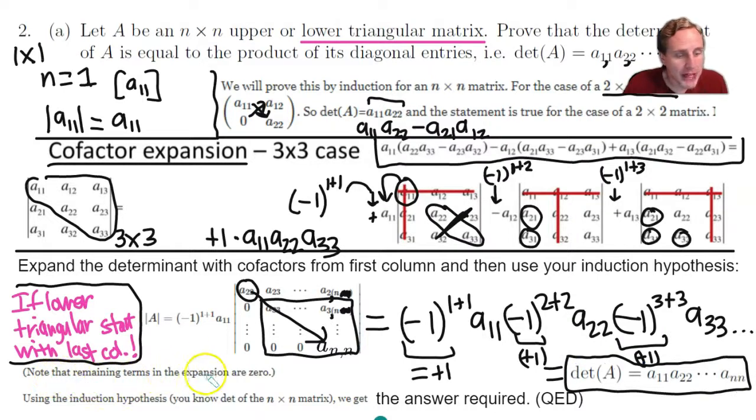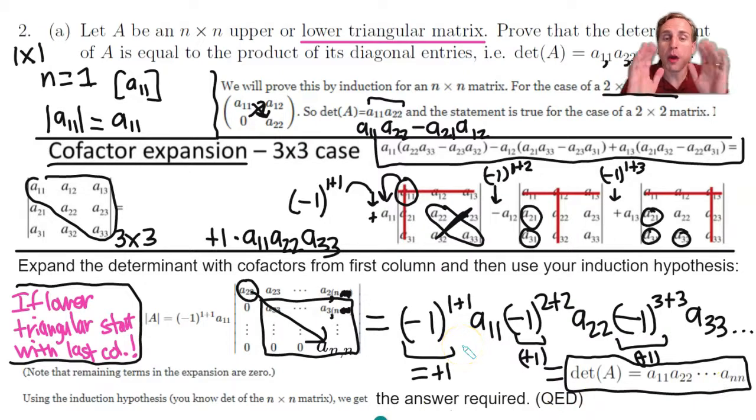So note that the remaining terms in the expansion are all 0. So what we find is, using the inductive hypothesis, we know that the determinant of an n by n matrix is just the product of the values along the main diagonal, namely A11, A22, all the way down to ANN. So this is the answer required, and the proof is complete.